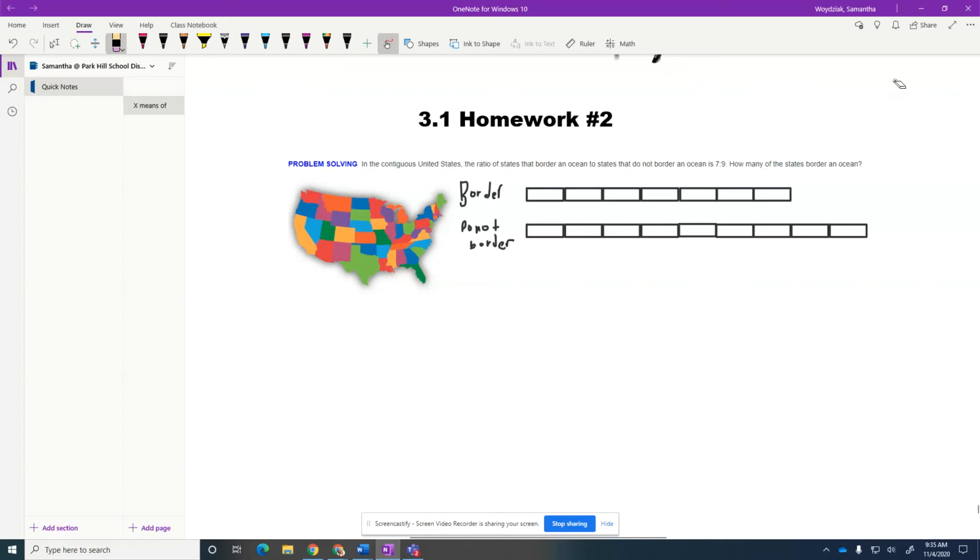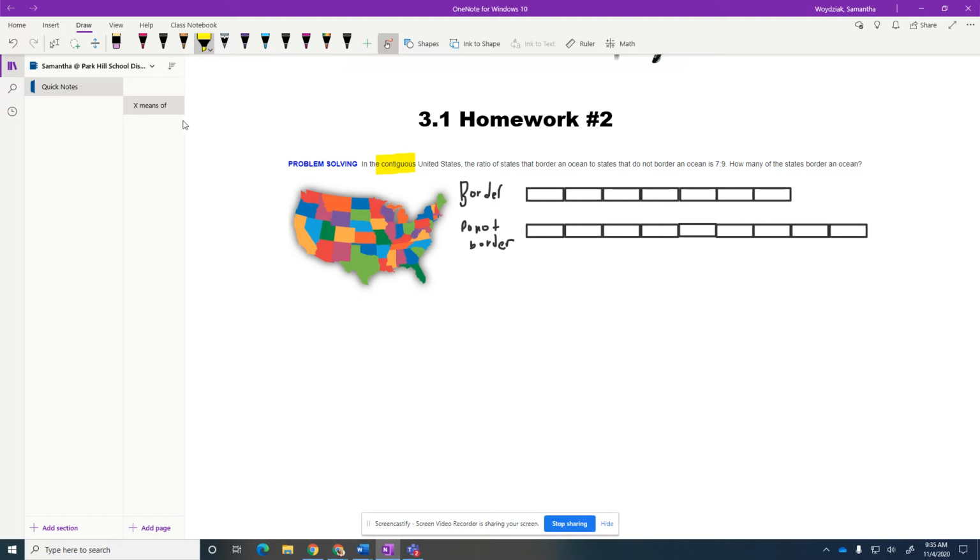Is 3.1 homework number 2, problem solving in the contiguous United States. First, before I even continue with that question, I need to know what contiguous means. Contiguous means that they are all the states that are touching. They share a common border, or they're next to each other.